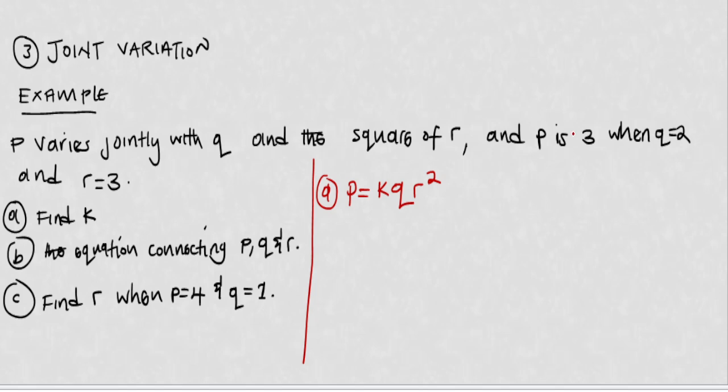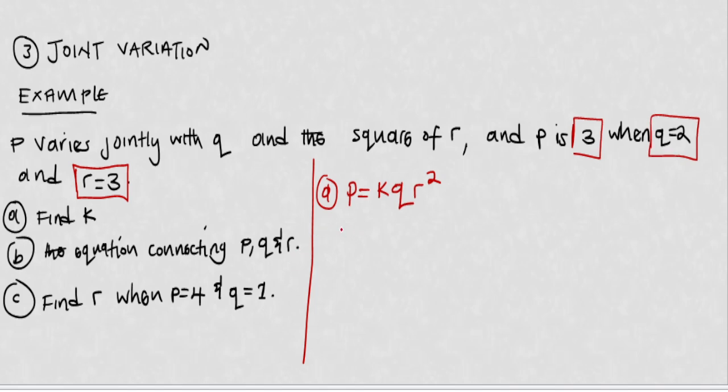And p is 3. So look at the value of p is 3 when q is 2. So the value of q is equal to 2. Then r is 3. So the value of r is equal to 3. So we find the value of k.